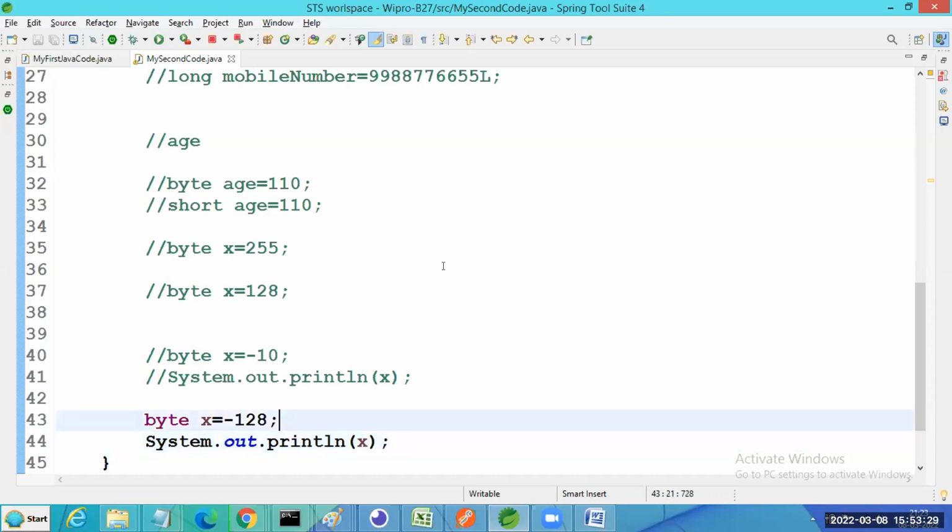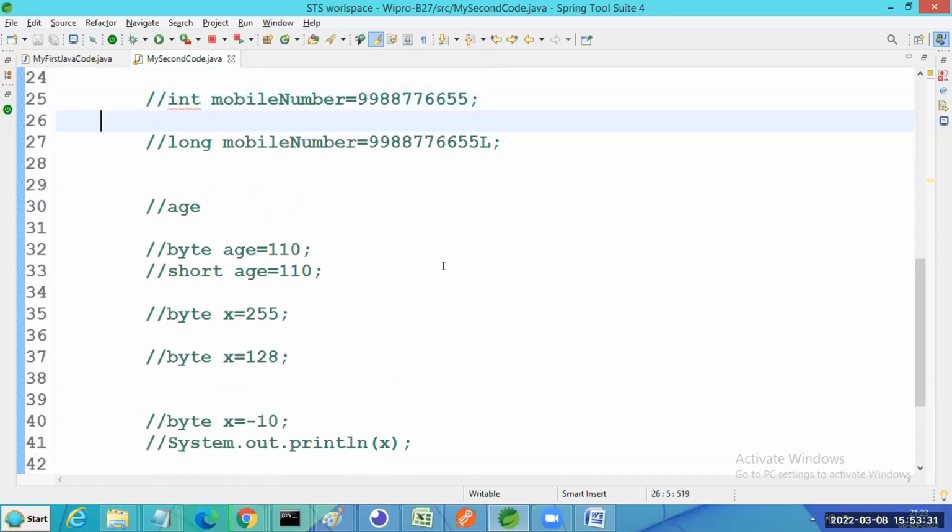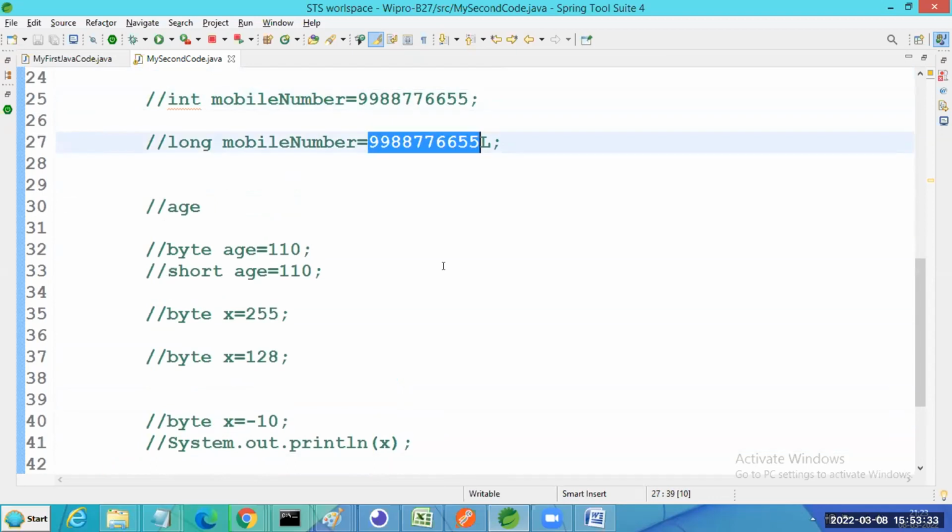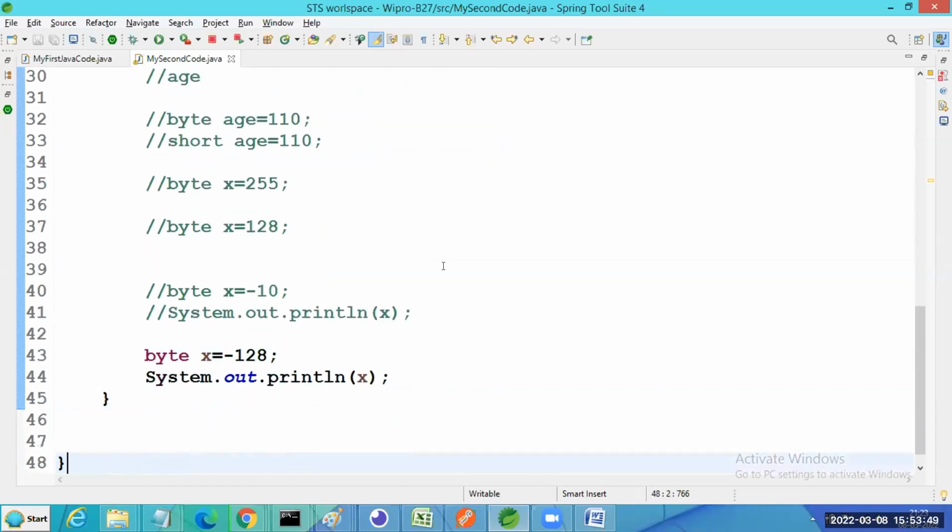So mobile phone number begins with what? Begins with 9 and it has 10 digits in it, right? That will not fit into integer. That's why we have to take it as long. Got to know the reason why we have to take long? Why not integer? So you try this in integer.